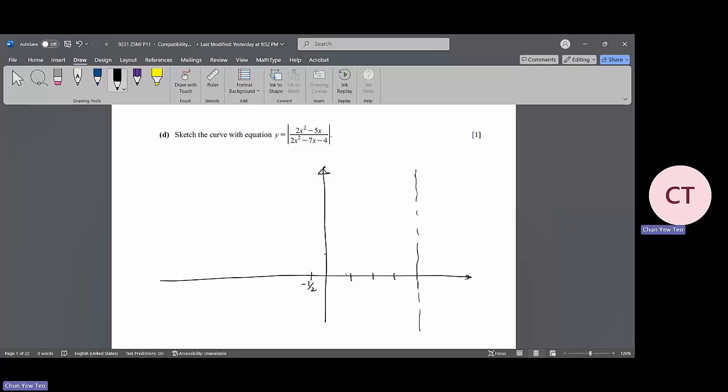Okay, this is 1, negative 1, negative 2, negative 3, negative 4, negative 5. That is your vertical asymptote. This is your horizontal asymptote. Pass through here, pass through here, pass through here.